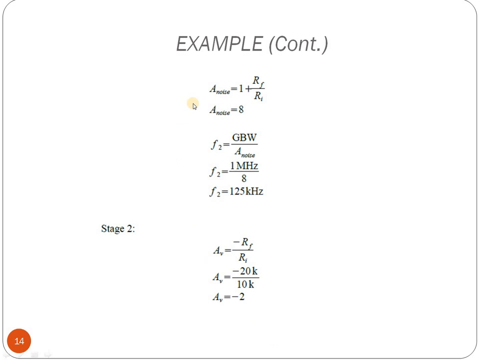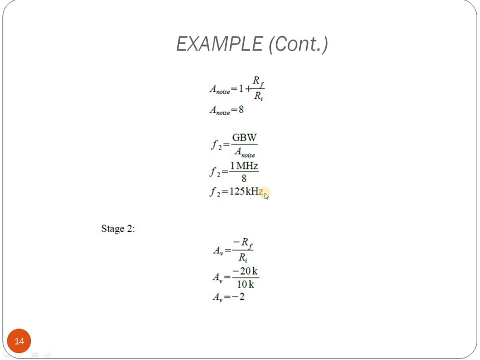Now the noise gain of the first stage, you know the equation is 1 plus RF by RI. So if you put the value, the noise gain is 8. For the non-inverting terminal, the noise gain and normal gain are the same. Now we can find the break frequency, that is F2. F2 is equal to gain bandwidth divided by noise gain. So if you put the value, 1 megahertz divided by 8, it will be 125 kilohertz.